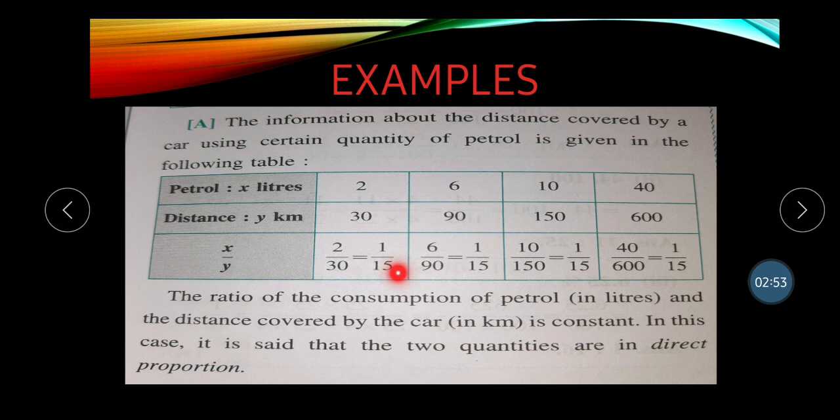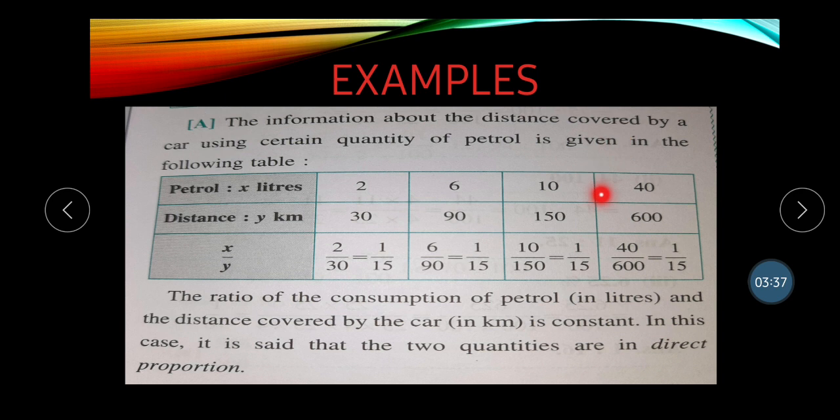The next part, when 6 liters of petrol is there, the distance covered is 90 kilometers. Let's take the ratio. 6 upon 90 is equal to 1 upon 15. That is 6 ones are 6 and 6 15 times is 90. Next one. When 10 liters of petrol was consumed, the distance covered was 150 kilometers. So the 0s you can cancel. Ultimately we get 1 upon 15. The ratio is 1 is to 15.